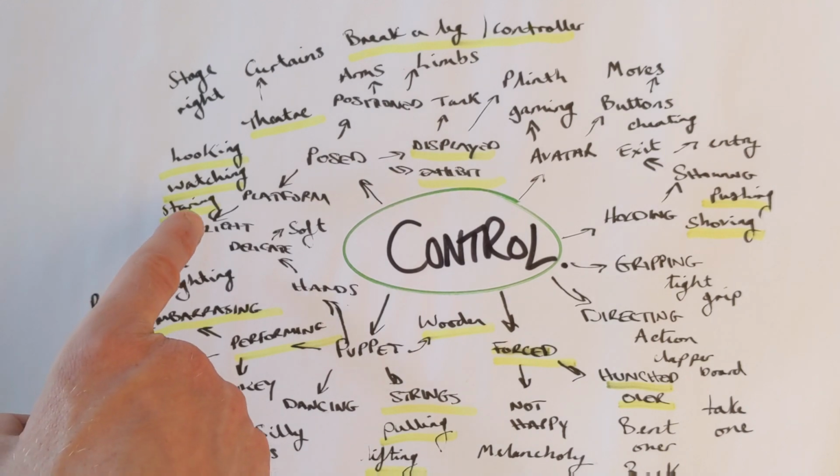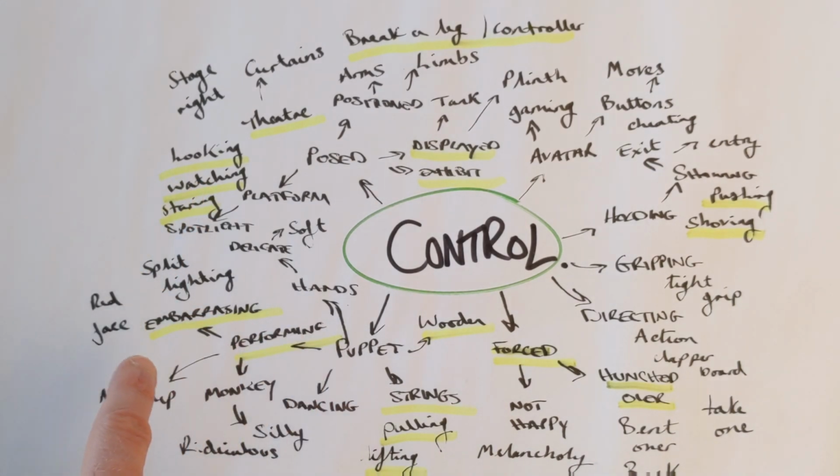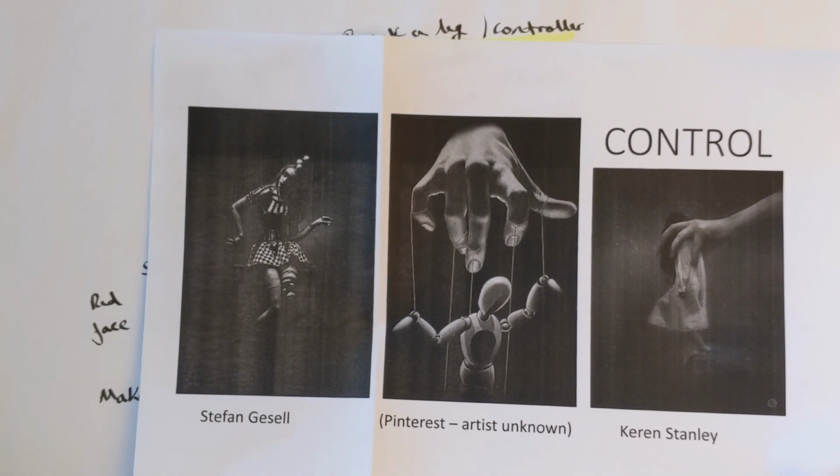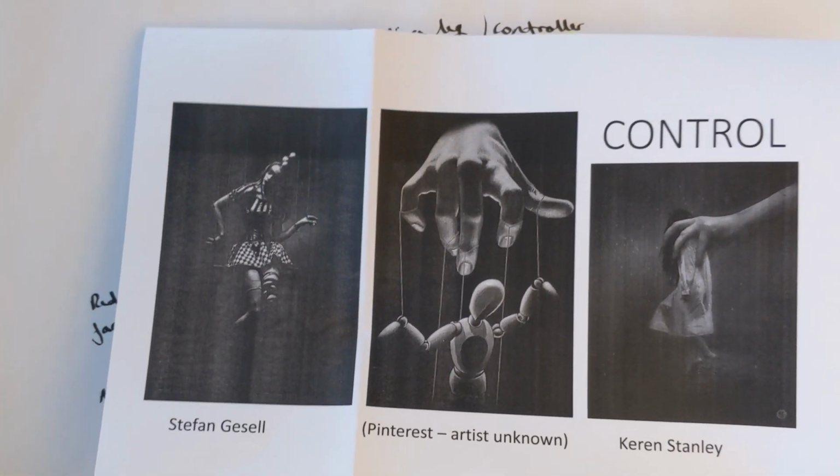Watching, staring, this could be maybe another idea to do with theatre, and embarrassing and performing. These are good emotions to play with and try and capture in a photograph. And obviously I could probably start with something nice and simple, either doing a direct copy of or being inspired by this puppet image, which seemed to pop up quite a lot. I really, really like that. And I think that's probably where I'm going to start.